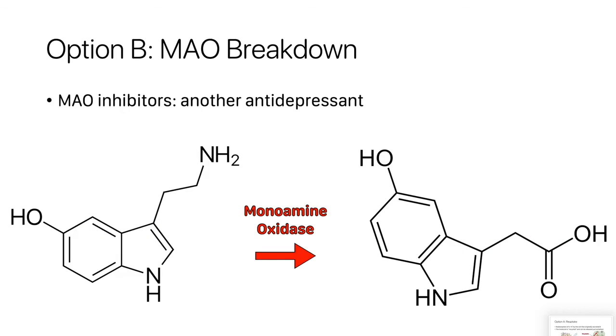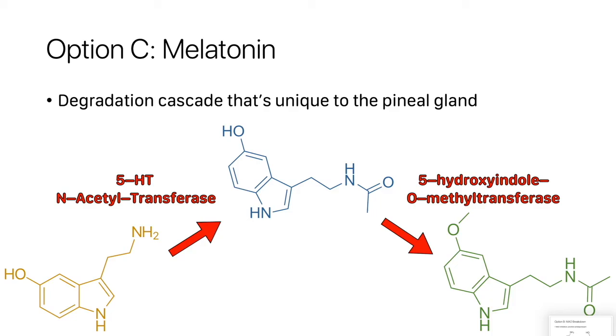An enzyme called monoamine oxidase also breaks down serotonin. MAO inhibitors are another type of antidepressant. The second degradation pathway creates melatonin, which is a hormone that makes you tired. This takes place only in the pineal gland.